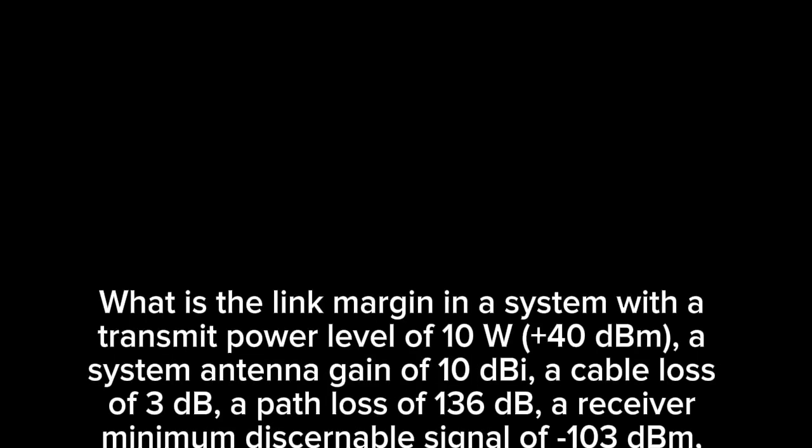E4D. C. What is the link margin in a system with a transmit power level of 10 W (plus 40 dBm), a system antenna gain of 10 dB, a cable loss of 3 decibels, a path loss of 136 decibels, a receiver minimum discernible signal of -103 dBm, and a required signal-to-noise ratio of 6 decibels? C. Plus 8 decibels.